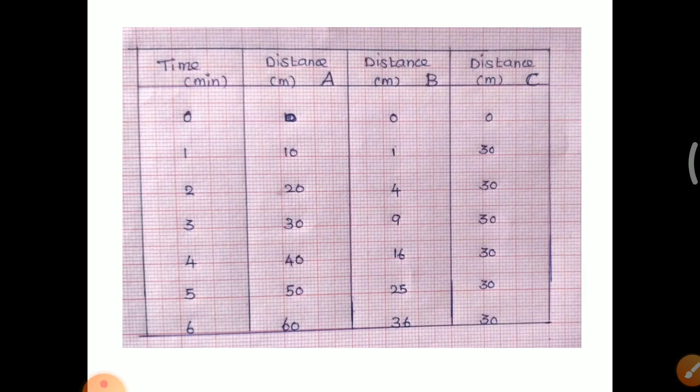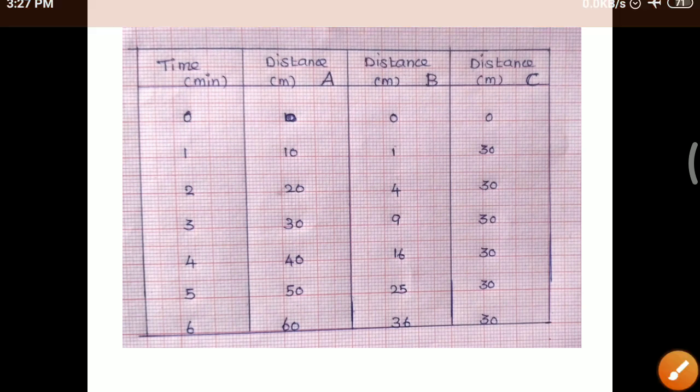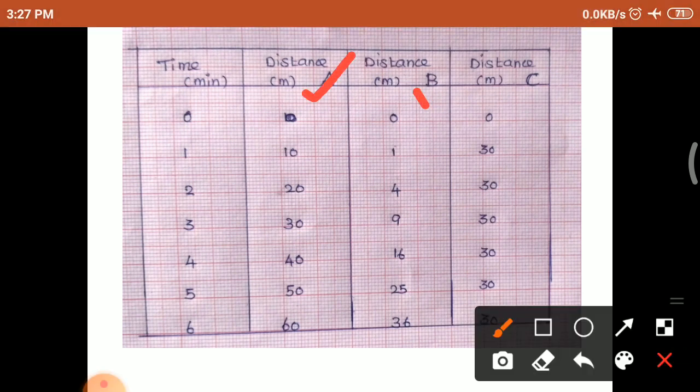Before drawing a graph, you have to take a graph sheet, pencil, and scale. This is a tabular column for time and distance of different objects. Here I took three objects A, B and C. The time is represented in minutes and the distance in meters.